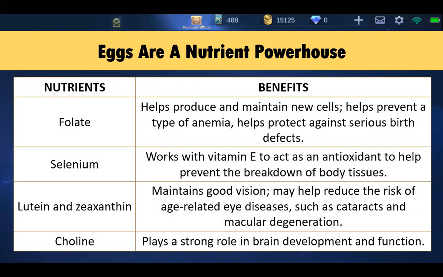Selenium works well with vitamin E to act as an antioxidant to help prevent the breakdown of body tissues. Lutein and zeaxanthin maintain good vision and may help reduce the risk of age-related eye diseases such as cataracts and macular degeneration. And choline plays a strong role in brain development and function.